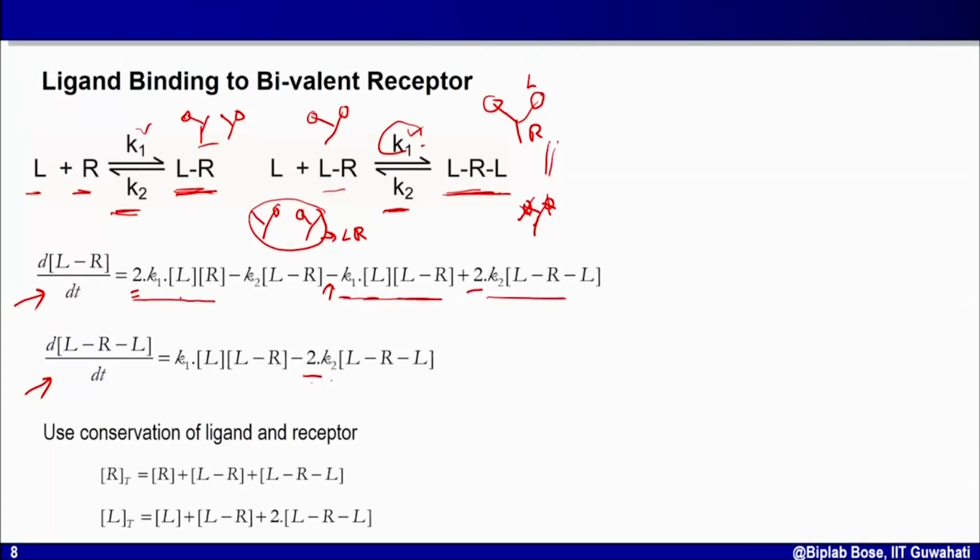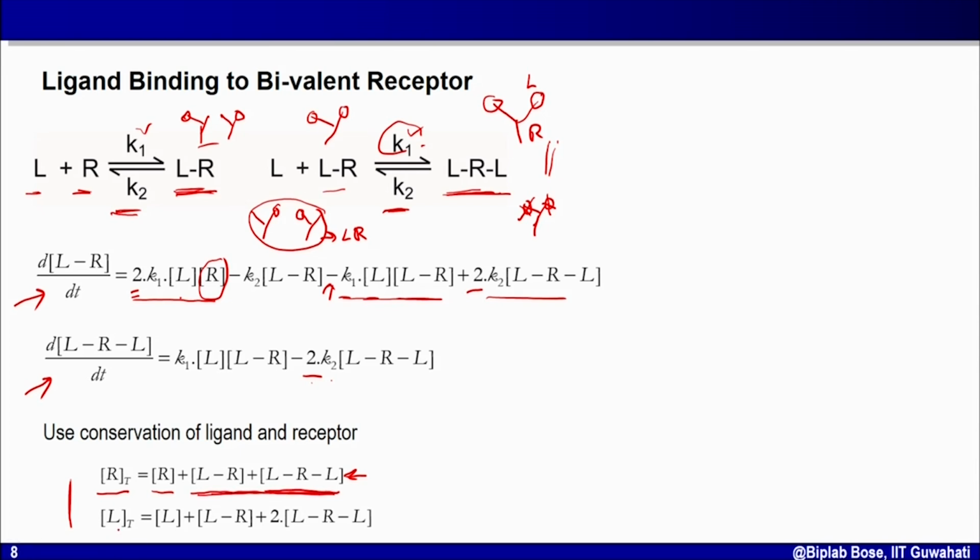So if I have written down this ODE, and if I assume that the total amount of ligand and total amount of receptor remain constant, I can have some conservation rules that are algebraically represented here. That is, the total amount of receptor in the system is equal to the free R concentration, plus the concentration of LR, plus the concentration of the second complex, LRL. So I can represent R by this relationship. I don't require a separate ODE for R, because R will be equal to RT minus this whole thing.